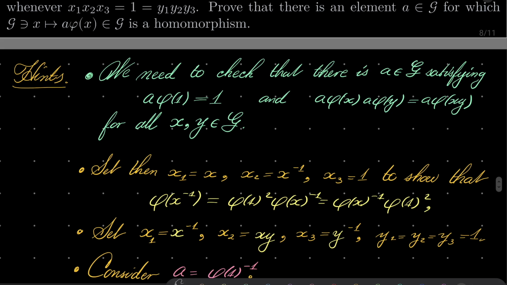First, what is a homomorphism? Well, a homomorphism should satisfy two conditions. First, it should take 1 to 1, so A times phi of 1 should be equal to 1, and it should take a product of two elements to a product of two values. So A times phi of x times A times phi of y should be equal to A times phi of xy for all elements x, y of our group. By the way, from the first condition it should be visible that the only candidate for A must be phi of 1 inverse.